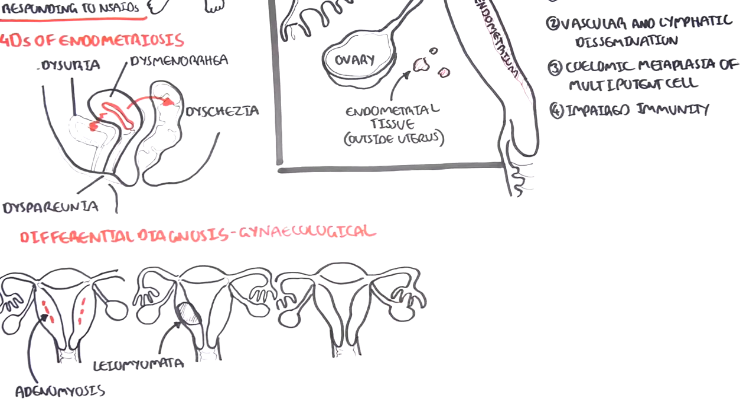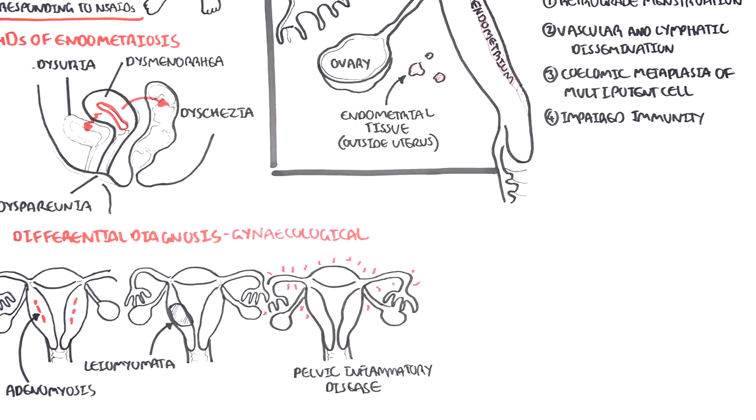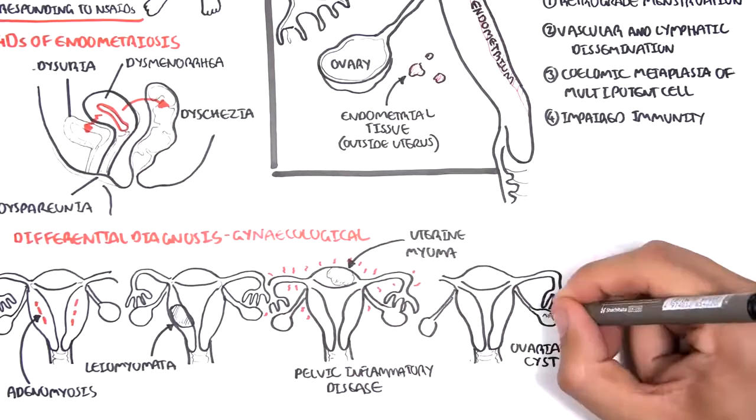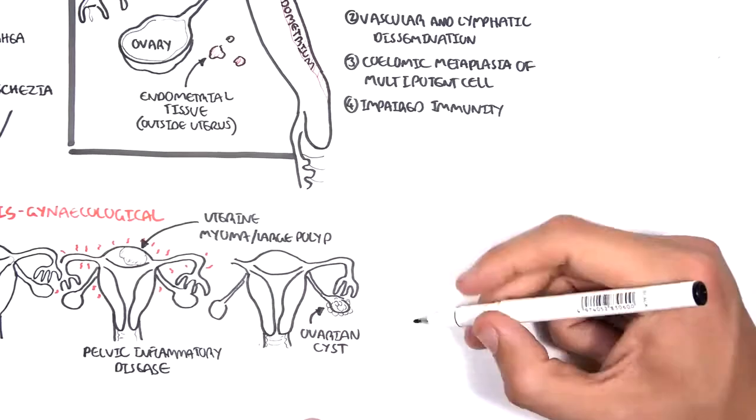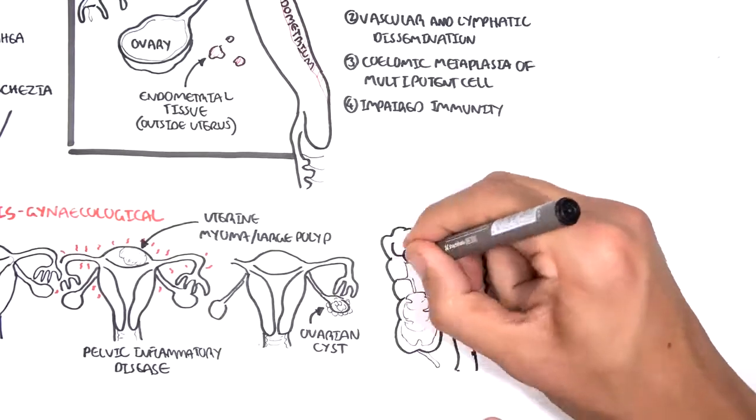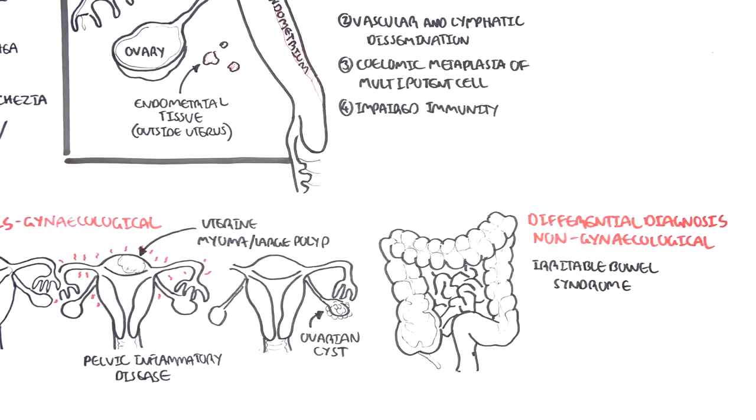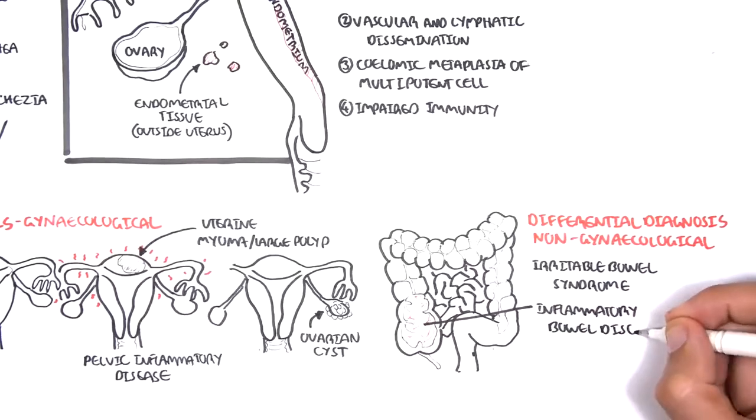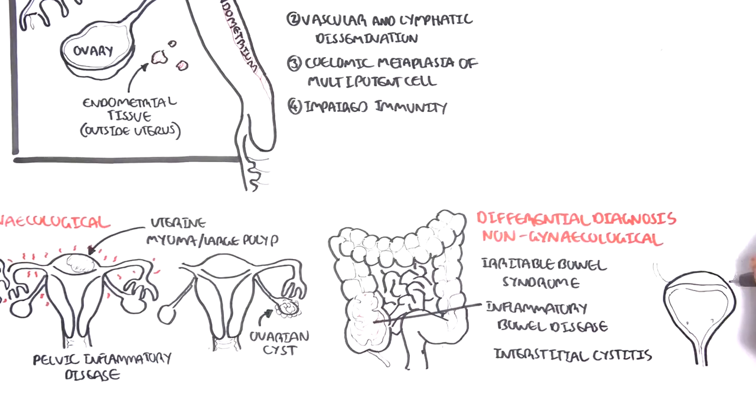Then there's pelvic inflammatory disease, which is mainly caused by STIs, and it's a very common cause of chronic pelvic pain. Then you have uterine myomas, as well as ovarian cysts, both of which are common, more so the ovarian cyst. Differential diagnoses of a non-gynecological cause include irritable bowel syndrome, inflammatory bowel disease, and interstitial cystitis, which is inflammation of the bladder's interstitium.